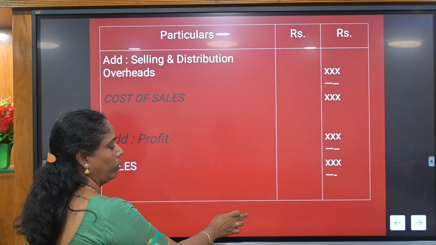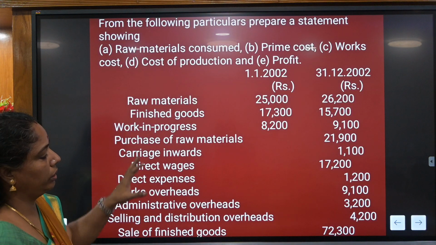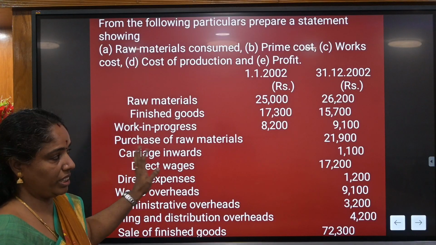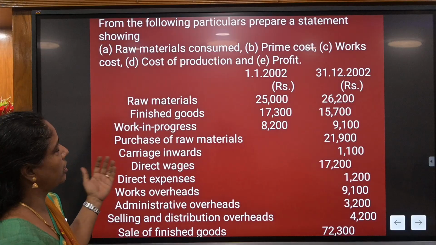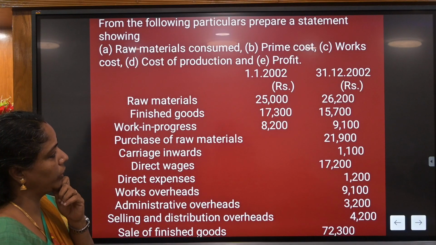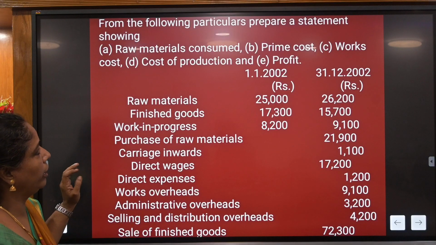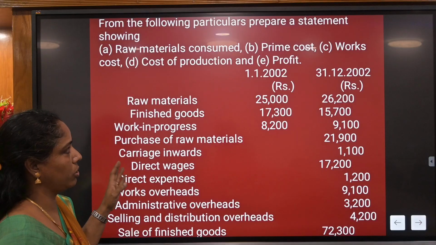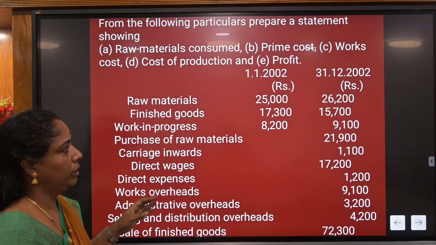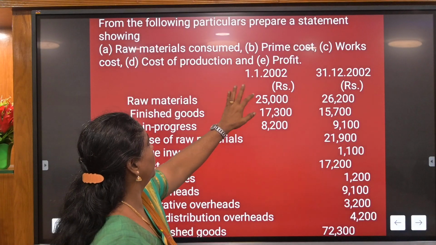Next we can solve one problem. This is the problem. So here I gave a simple problem which is based on the format I have given. Just after explaining the format, we will do the sums. From the following particulars, prepare a statement showing raw materials consumed, prime cost, works cost, cost of production and profit. Here some alignment is missing, so just listen.